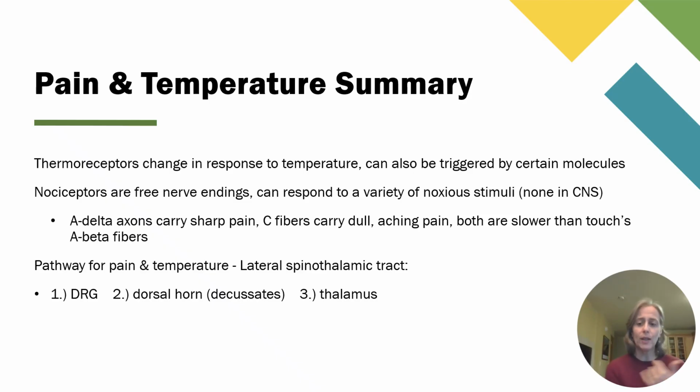And so the pathway then as we come in is called the lateral spinothalamic tract. So we've got our first order neuron cell body in the dorsal root ganglion, as always, and then we're going to synapse right away with our second order neuron in the dorsal horn, whose axon is going to decussate right away in the spinal cord. We go up through the lateral spinothalamic tract until we reach our third order neuron in the thalamus, which then sends the signals out to the parietal cortex.